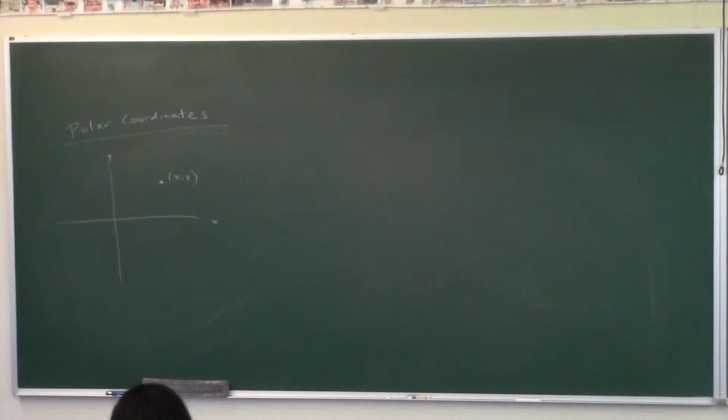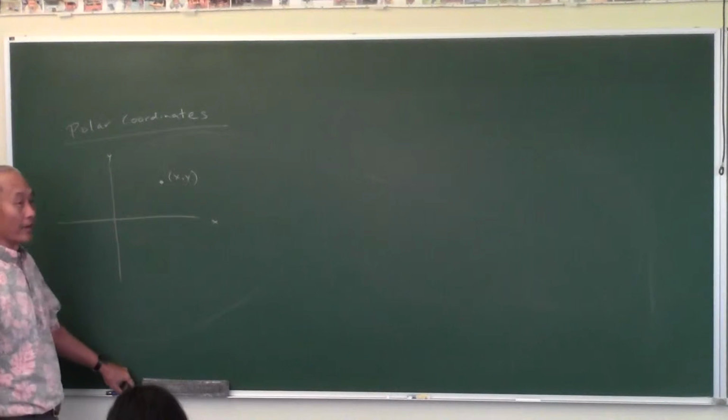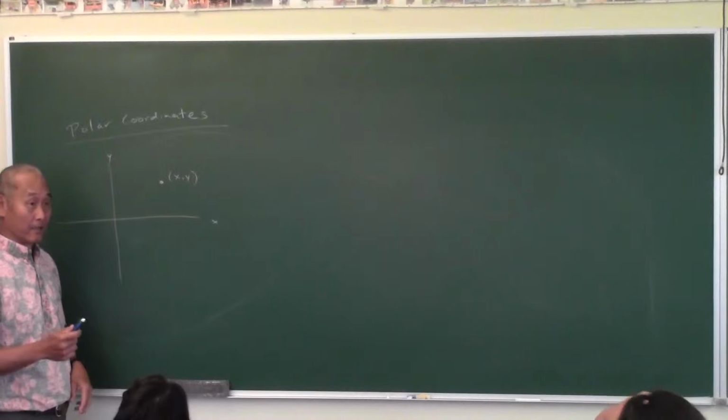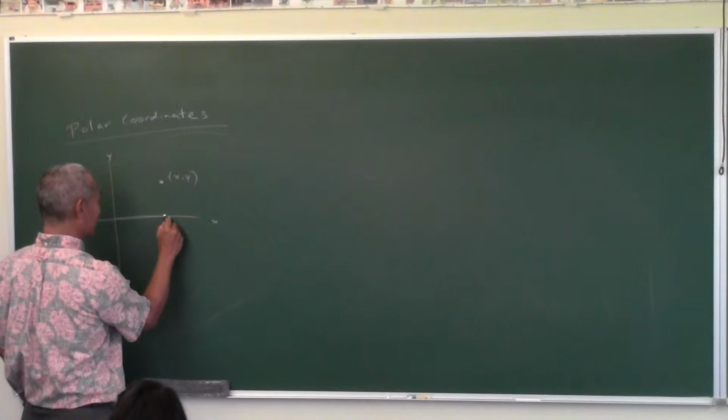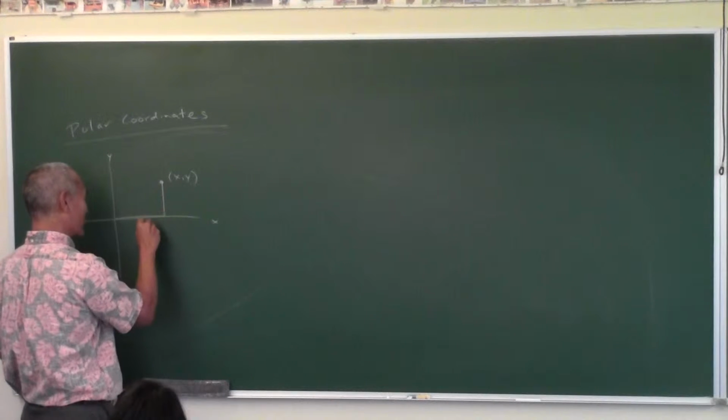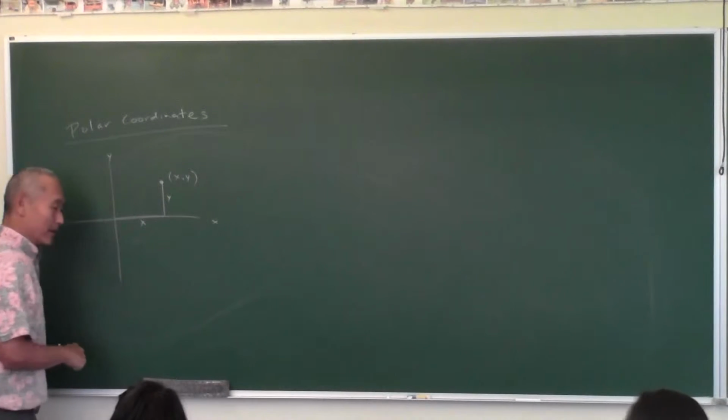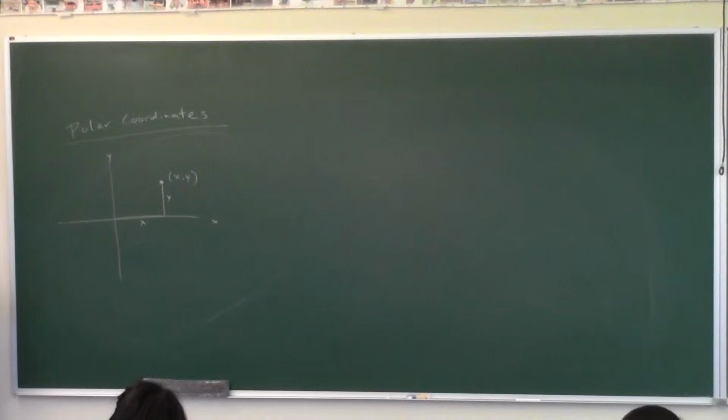Alright, you guys are used to plotting points on the Cartesian plane. X and Y. Now, what is X? X is how far you go this way, right? Correct. And Y is how much you go down. This is X and this is Y. But is that the only way we can locate points in the Cartesian plane? And the answer is no.